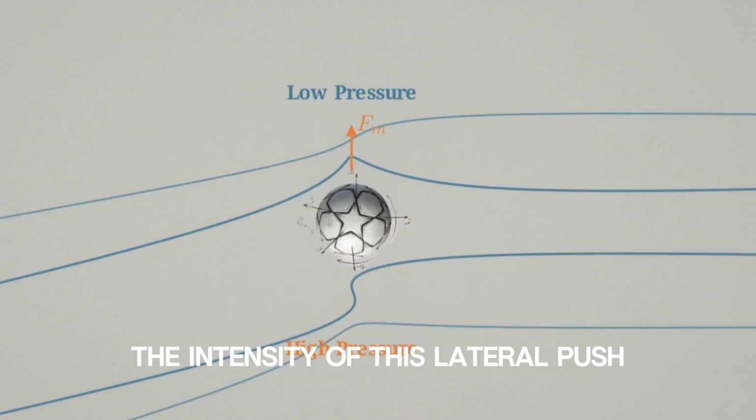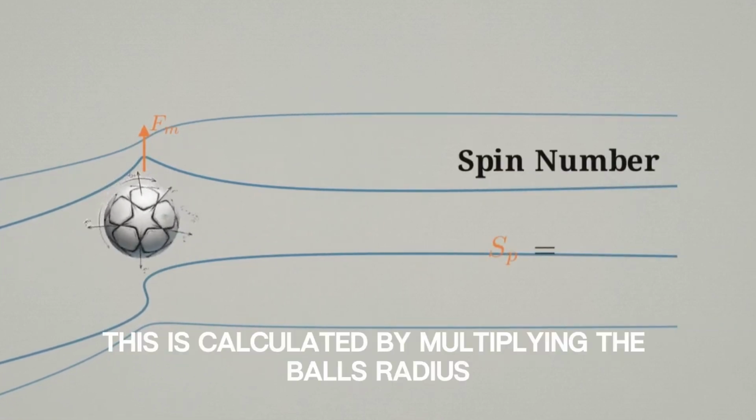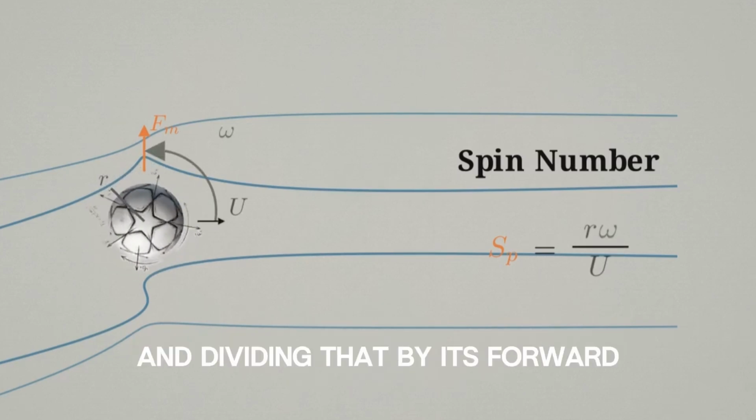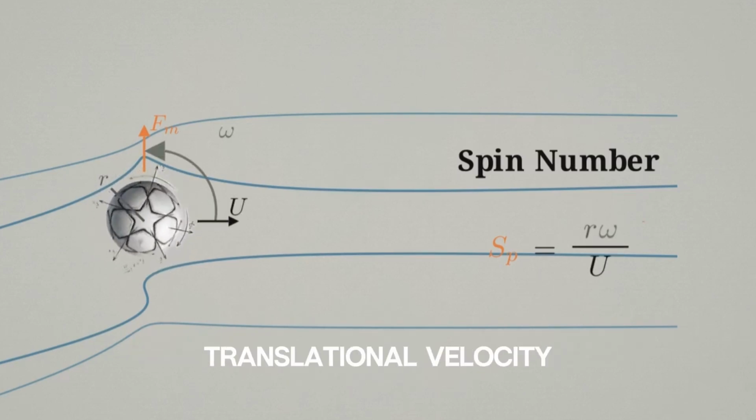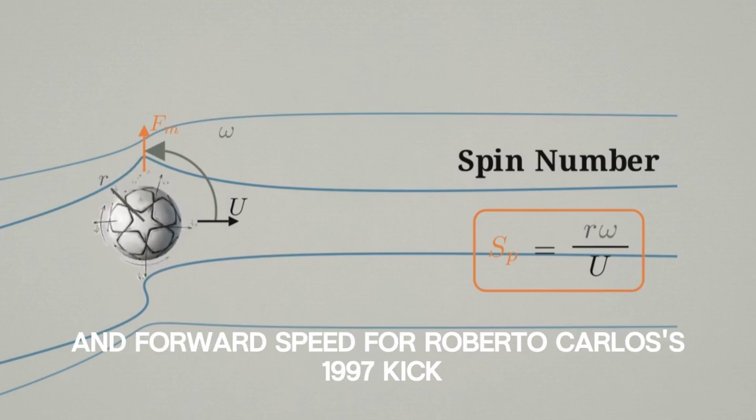The intensity of this lateral push is governed by the dimensionless spin number. This is calculated by multiplying the ball's radius by its angular velocity and dividing that by its forward translational velocity. It represents the precise ratio between rotation and forward speed.